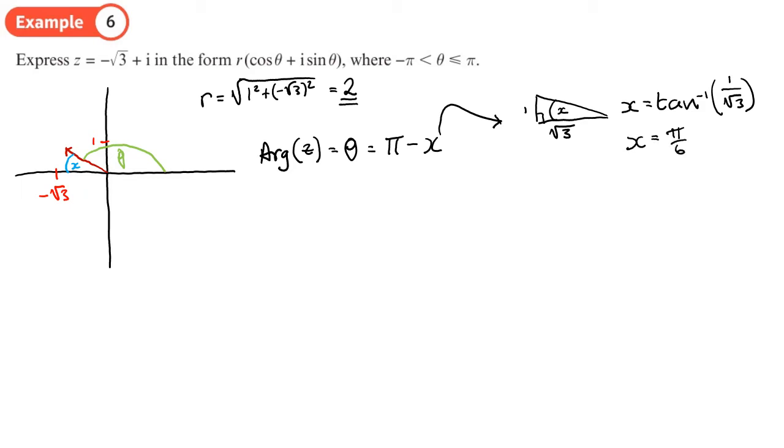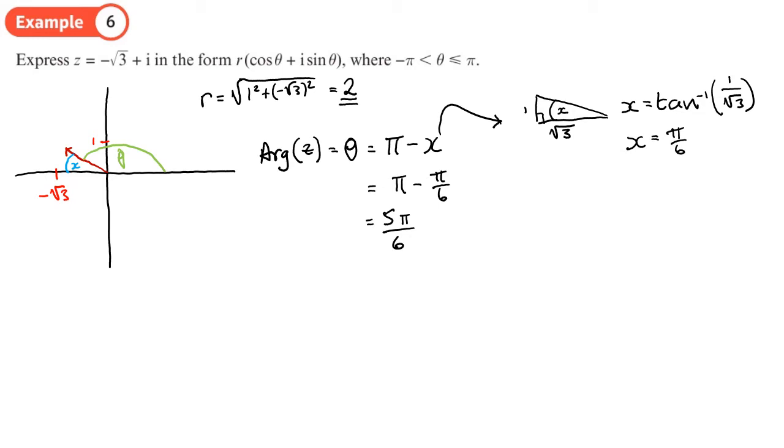So the argument is pi minus pi over 6, which gives us 5 pi over 6. So that's the argument, yeah? We needed a diagram to help us with that, otherwise we could end up working at the wrong angle.